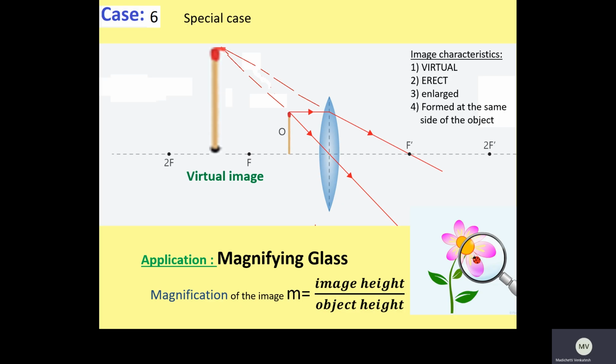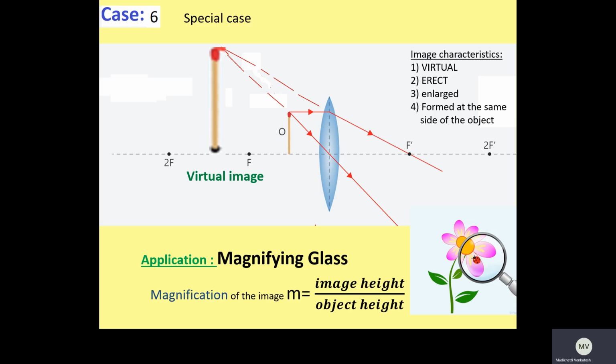You can see the object is a little small, but the image is enlarged. How is this possible? This is a special case. Why do I call it a special case? Because only in this case we find the image is virtual. In all the previous 5 cases, the image is actually real.